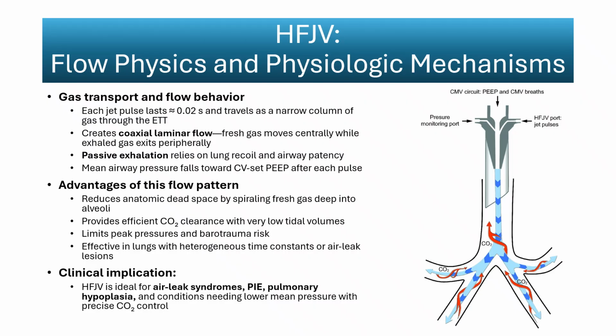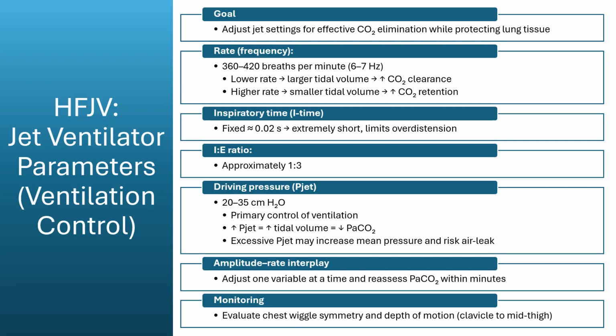The system's efficiency and safety, however, depend entirely on maintaining a patent endotracheal tube and an intact tandem circuit so that each high-velocity pulse can transmit its energy predictably to the lung. The jet ventilator determines carbon dioxide clearance through adjustment of rate, driving pressure, and inspiratory time. Each of these variables influences the amount of gas delivered during each pulse and the total ventilation achieved per minute. Understanding how they interact allows precise control of ventilation while maintaining lung protection.